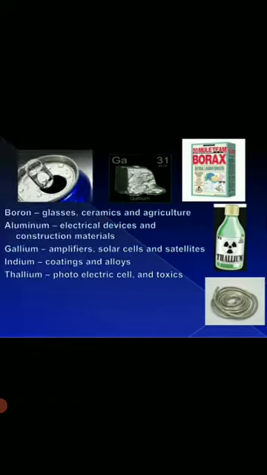Now students, these are the uses of the group 13 elements. Boron is used in making glasses, ceramics and in agriculture. Aluminium in electrical devices and construction material. Gallium is used in amplifiers, solar cells and satellites. Indium in coatings and alloys, and thallium in photoelectric cells and toxics. Students, so go through this and just get it noted.